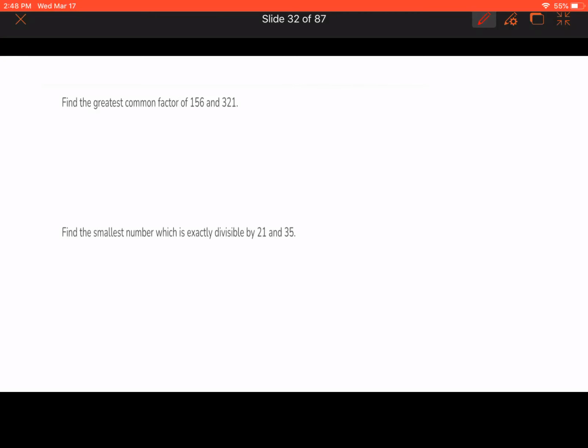Today's problem is find the greatest common factor of 156 and 321. Today we are going to do it with the ladder method. So it has a common factor of 3. And further it is not going to have any common factor. Here we have to find the greatest common factor, so 3 is the answer. Okay, GCF for 156 and 321.